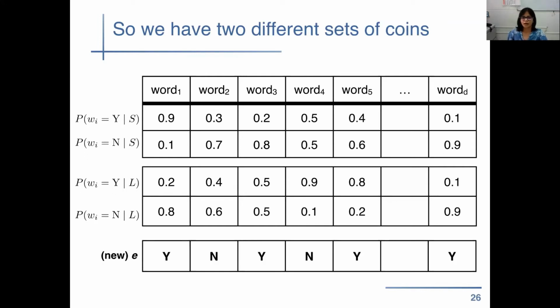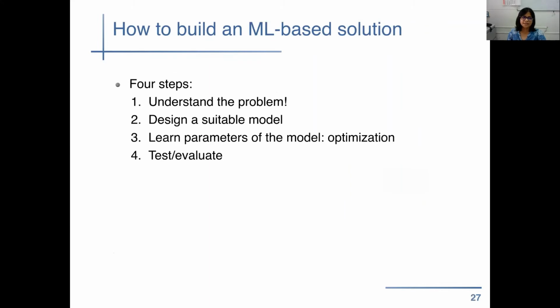All right. So let's go back to our four steps. We said we have to understand the problem, which we did for the spam filter. We also want to, using that, design a model, and then learn parameters and test. We didn't talk a whole lot about testing, because we don't have a whole lot of time, but we can get to it later.